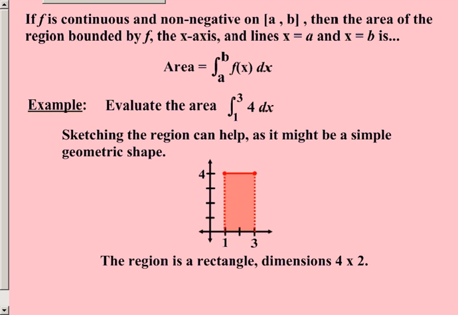It's a rectangle that has dimensions of 4 by 2. Okay, so area is length times width. 4 by 2 is 8 units. Okay, so very simple demonstration of definite integrals and area there.